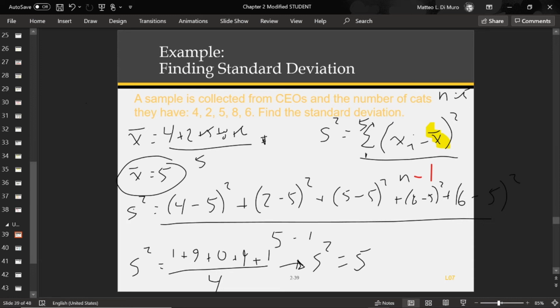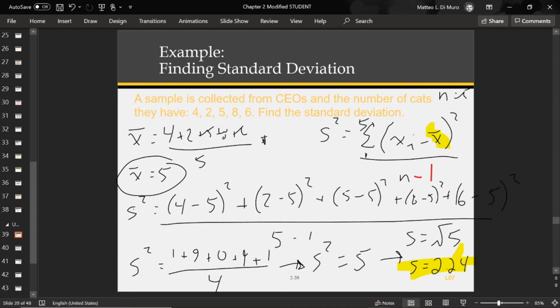This is the variance. To get the standard deviation, you do the square root of the variance. So the square root of 5 is 2.24. There. So you might have to replay that. I'm not sure, but that's how you find the standard deviation.